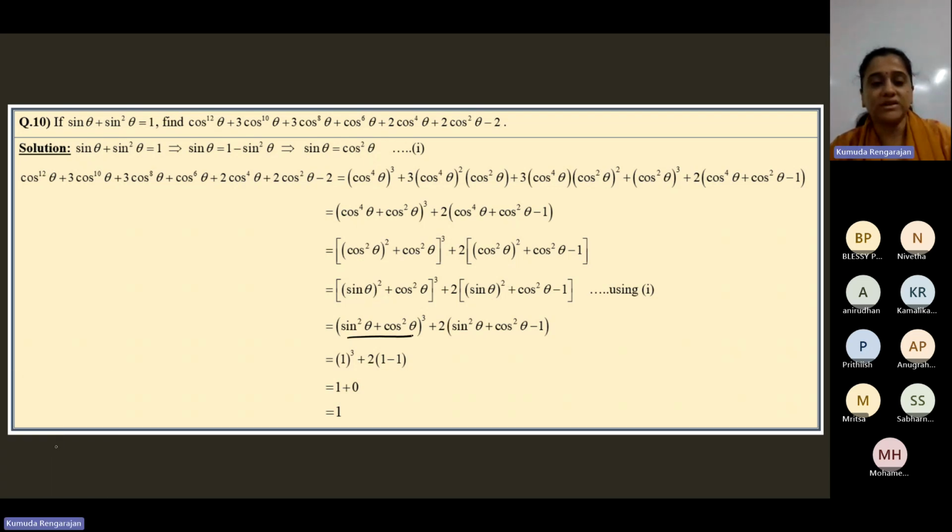So we have sin square theta plus cos square theta the whole cube. So 1 cube. And here sin square theta plus cos square theta is 1. 1 minus 1 is 0. 2 into 0 is 0. So the answer is 1.